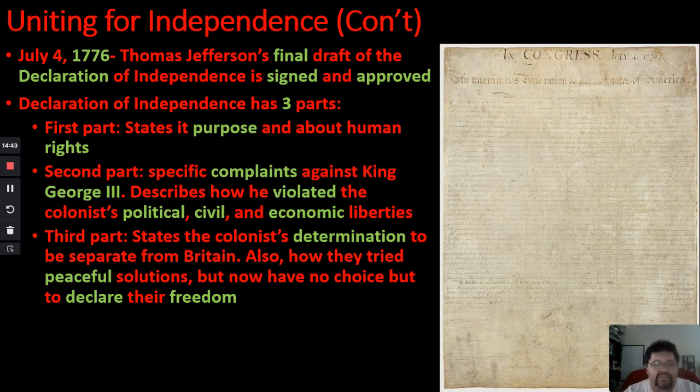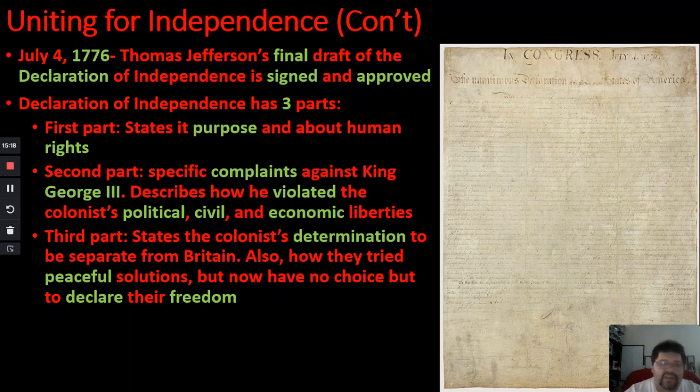So yeah, the third part states the colonists' determination to be separated from Britain and how they tried to make peace with Britain. They offered him the Olive Branch Petition, but he didn't even read it. They offered him, like, hey, we'll still follow you, just ease up on these acts and these taxes, and let our voice be heard in Parliament. And the king said no. He didn't even read the paper. He just tossed it. Okay.